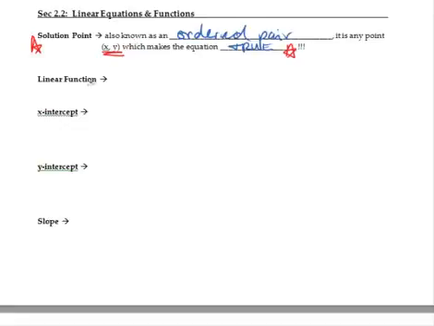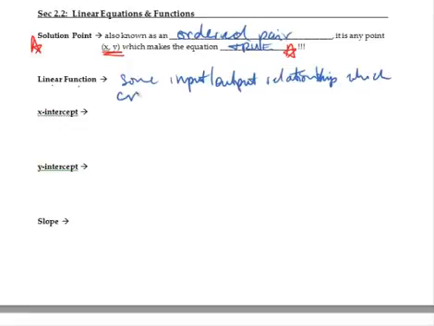We're also going to talk about linear functions. And a function simply means that you have the input and the output, so that every input has only one output. And linear means it's going to be a line. So some input, output relationship which creates a line.